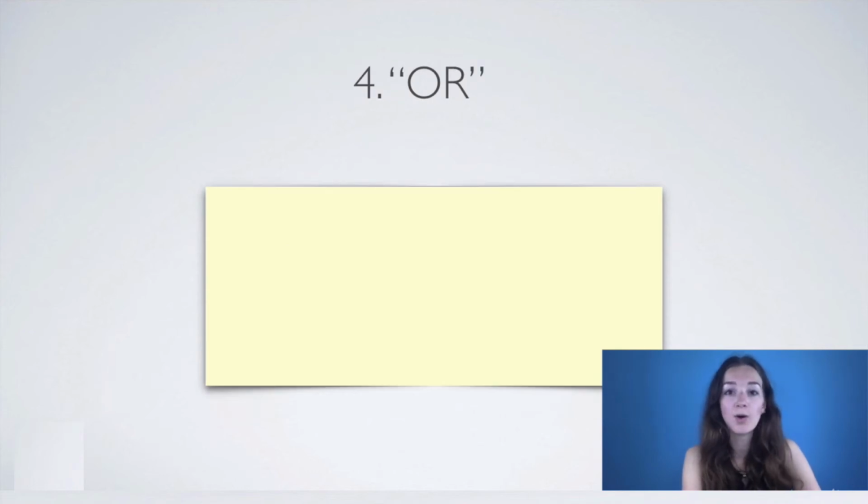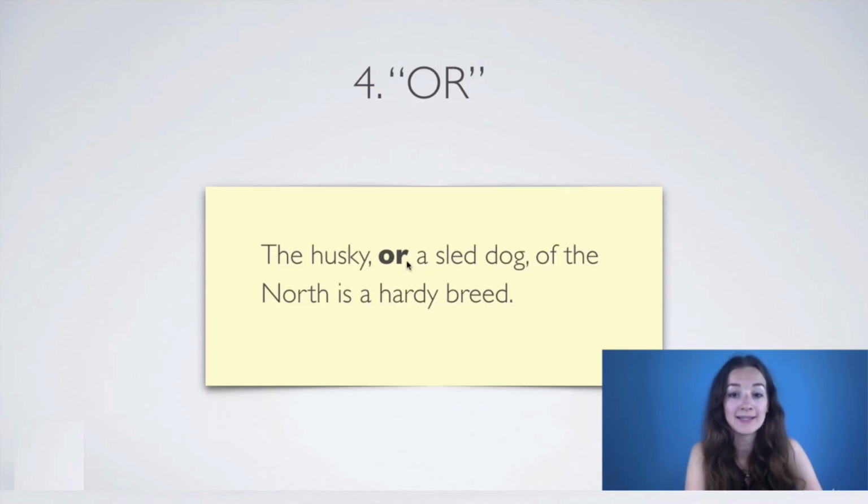The next one is "or." Sometimes we have a synonym of the word written after the word "or." For example, "The husky, or a sled dog of the north, is a hardy breed." So here in commas after the word "or" we have the synonym of the husky. So we now know what a husky is. It's a sled dog, right? So we have it here, after the word "or." Sometimes this is how you find the definition of the word, okay?